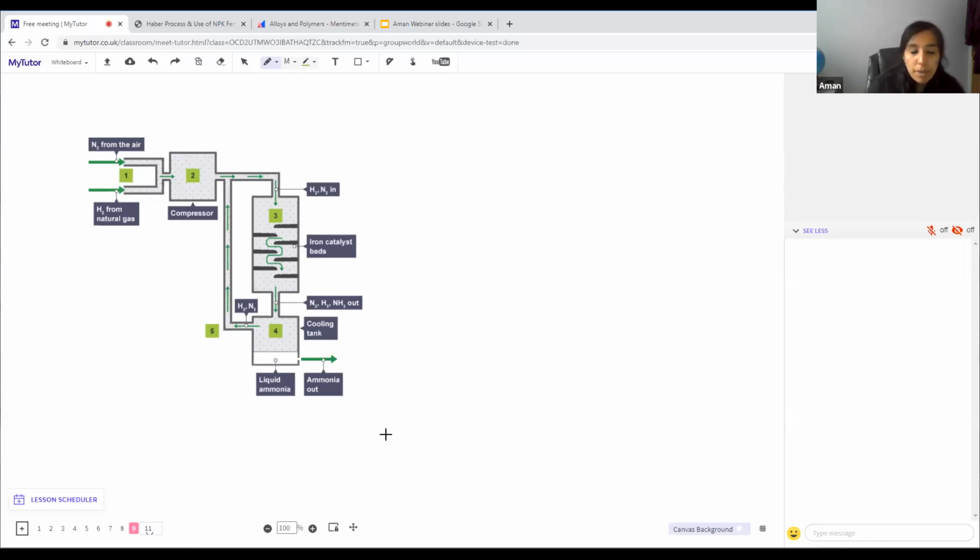So let's have a look at this diagram then. This is looking at how we make ammonia from nitrogen and hydrogen. So we said nitrogen is from the air and hydrogen is from methane or natural gas. So they go in and then they have this compression. Any ideas what the compression does? Why do they go into a compressor? What's the function of that? Any ideas? They go into a compression chamber. So what does compression mean?